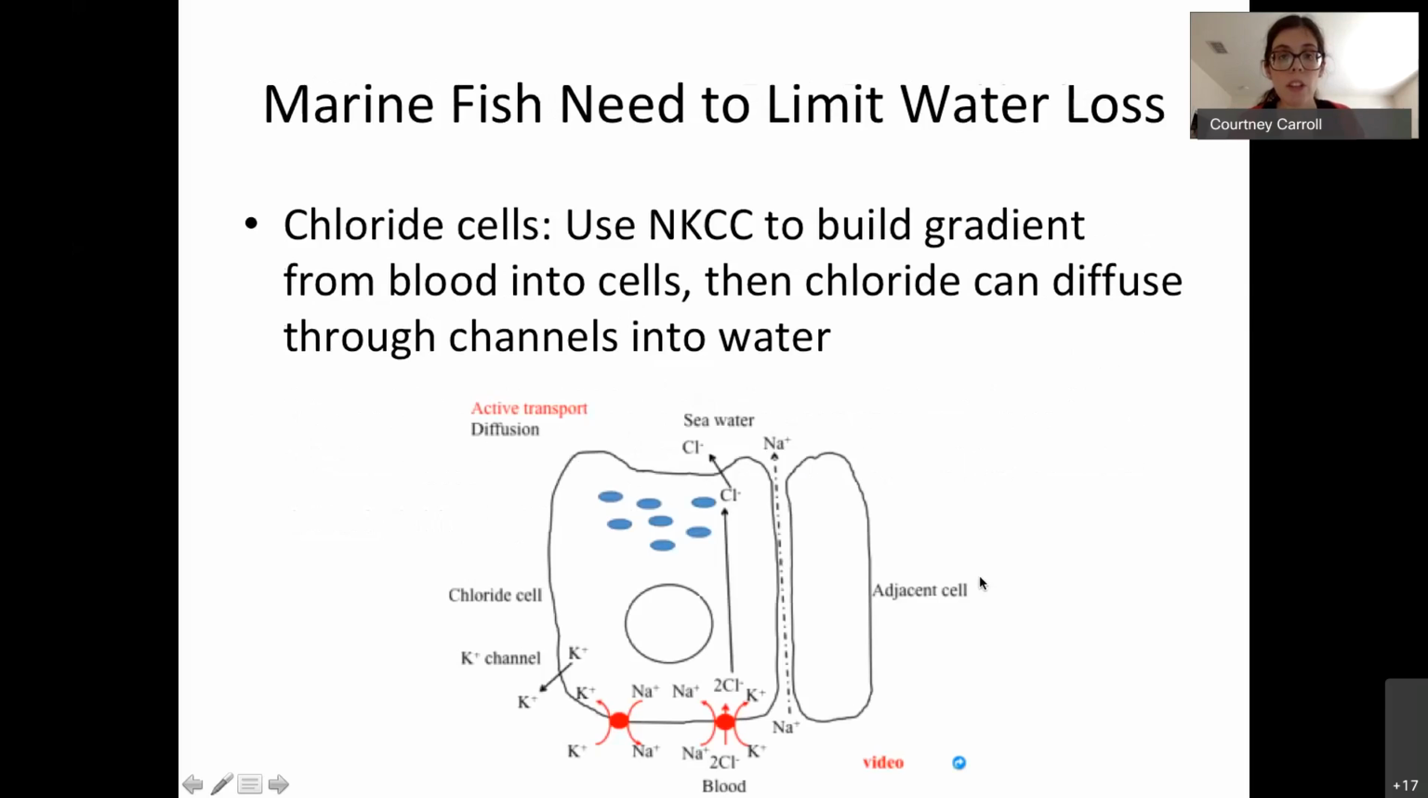Okay, so if we look at the chloride cell here, in marine fish, they're going to need to limit their water loss. So marine fish, again, they have a bunch of salt around them, and instead they're spending their energy to take in water. So they're going to use that sodium potassium chloride cotransporter to build a gradient, and then the chloride will be able to diffuse through the cell into the water. So this is what that is showing you here. On the top, we have the seawater side, and on the bottom, you see the blood side. And they're again using that cotransporter to build that gradient.